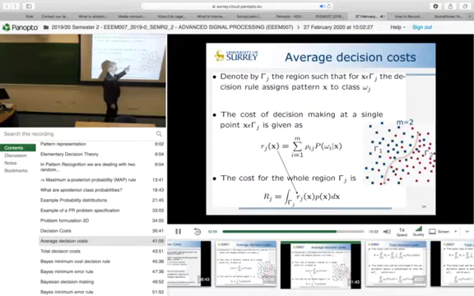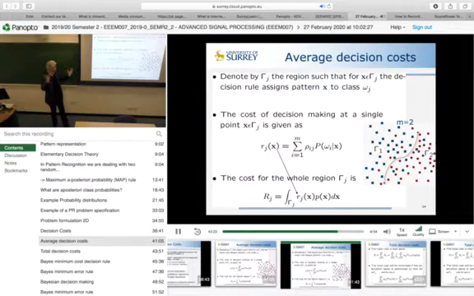And most likely, a long way away where we're really clear that it's class omega 1, the probability of being the wrong class is very small, and so this cost is going to be small. Near to the boundary, the probability of the wrong class is almost going to be the same as the probability of the right class. So this average cost is going to be much higher. So this average cost here is just based on the position in that space.